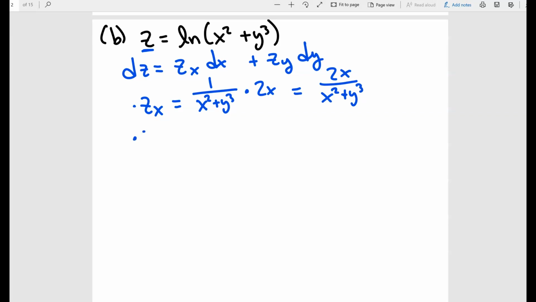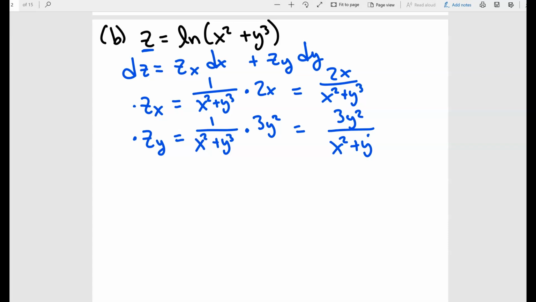Okay, then I'm going to take the partial derivative with respect to y. Okay, same thing. That's going to be 1 over the inside, x squared plus y cubed, times the derivative of the inside with respect to y. X squared is a constant, so that goes away. The derivative of y cubed is going to be 3y squared. And that gives me 3y squared over x squared plus y cubed.